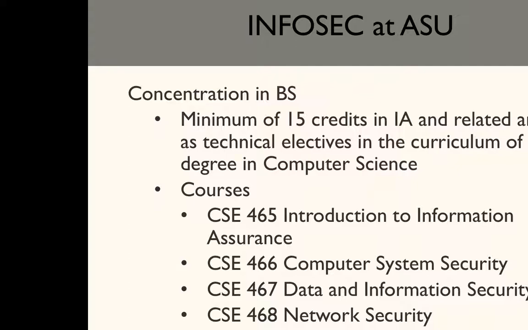So for the IA concentration, the minimum requirement is you need to take those 5 security classes: information assurance, system security, data and information security, network security, and this forensics class. You don't have to take those classes in this order, but usually information assurance gives you the background knowledge of everything. Security, forensics, privacy, and all other courses can help you. Each of them can help you understand other courses.